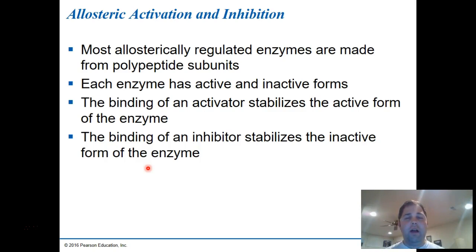So most allosterically regulated enzymes are polypeptides, like I said, and they have an inactive or an active form. So if we think about this being an enzyme, it's inactive, active, inactive, active, going to be cycling between those states. And if we bind an activator to it, the active form is going to be the more stable form. If we bind an inhibitor to it, the inactive form is going to be more stable. And so as it flexes between them, we can add allosteric regulation to cause different things to occur.